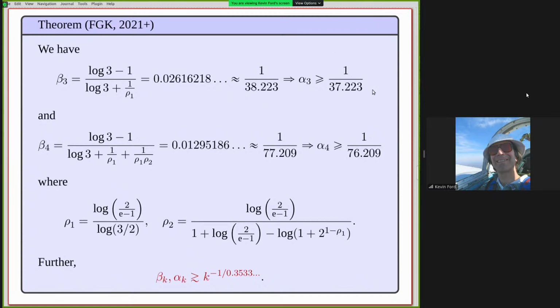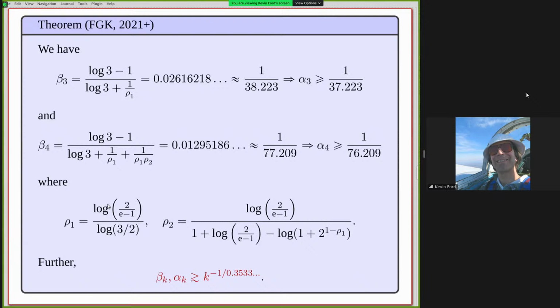Another thing to notice is that we have a much better bound on alpha 3 than we do for alpha 4. And we conjecture that these are in fact the truth. That's something I want to discuss in detail in just a moment. Also, as I mentioned before, when k is large, we get a lower bound of the size 1 over 0.3533, that specific number, which for large k also improves the Maier-Tenenbaum results.